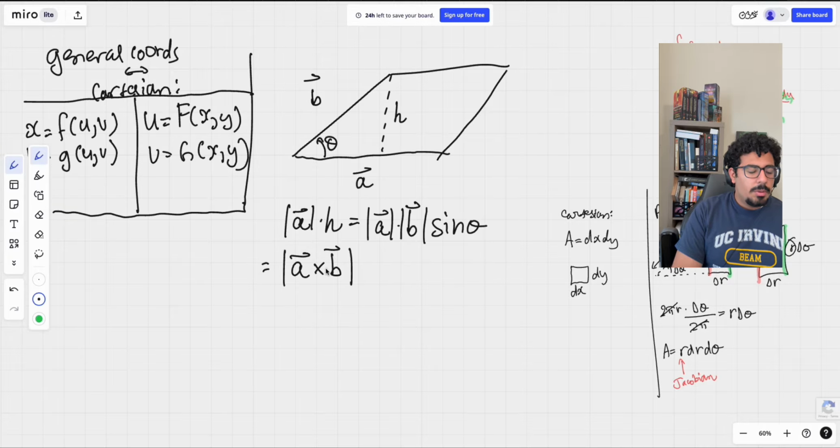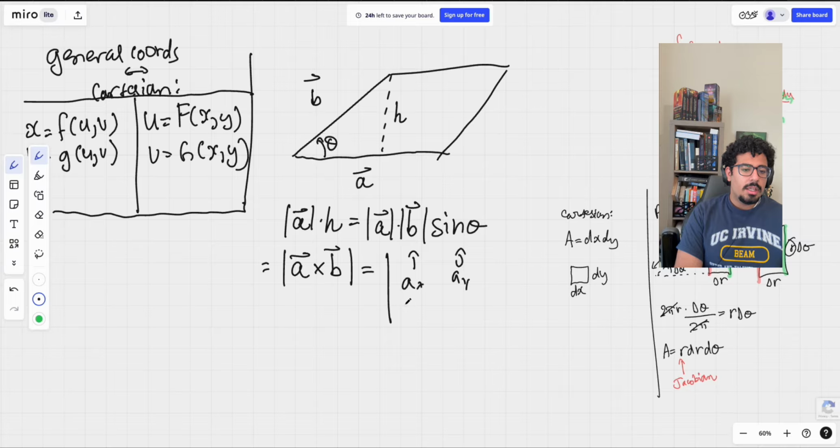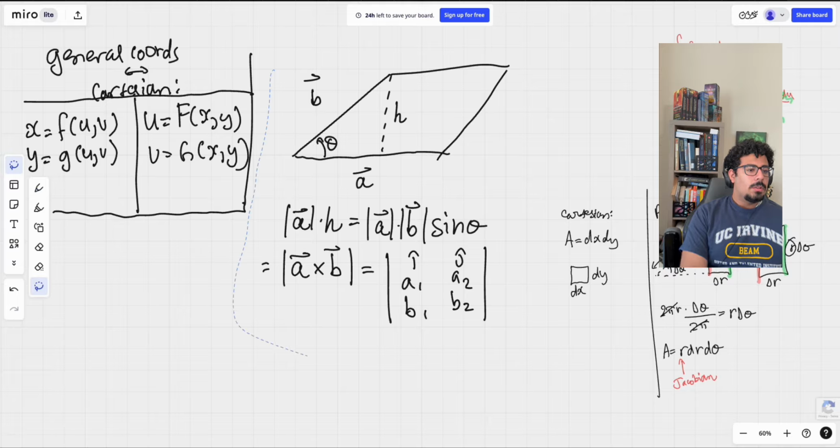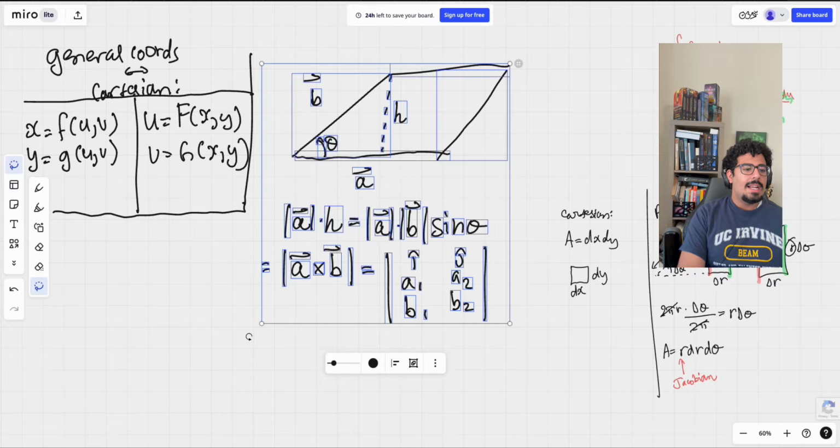So this cross product between these two vectors is just the determinant of this matrix: i, j, A_x, A_y, B_x, B_y. And I should just write this in general coordinates instead of x and y. So A1, A2, B1, B2 is the determinant of that matrix. Okay, so now our goal is to find what exactly A and B are.